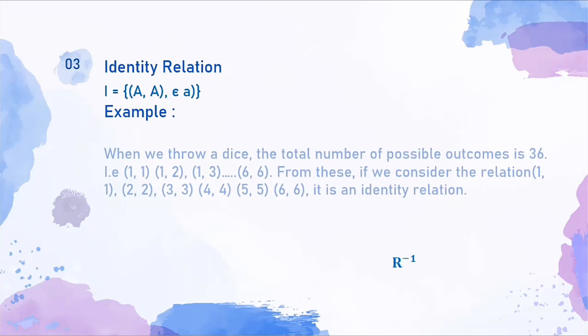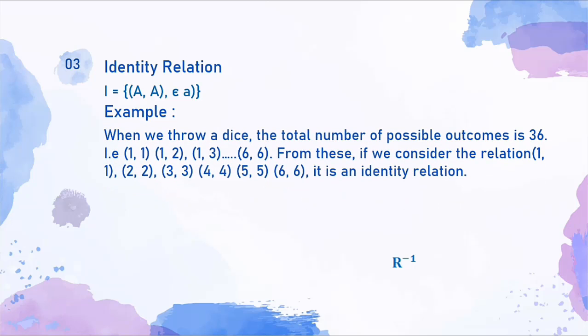Number 3, identity relation. I is the set of (a, a), where a is an element of A. Example, when we throw a dice, the total number of possible outcomes is 36: (1,1), (1,2), (1,3), up to (6,6). From this, if we consider the relation (1,1), (2,2), (3,3), (4,4), (5,5), (6,6), it is an identity relation.